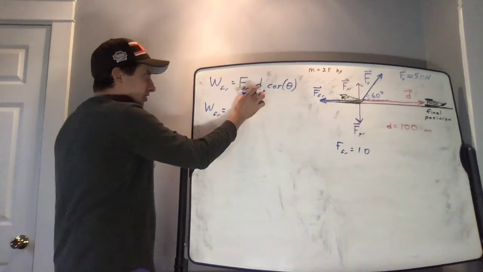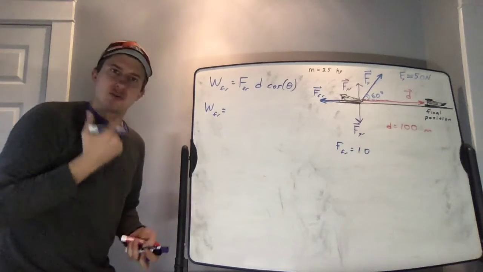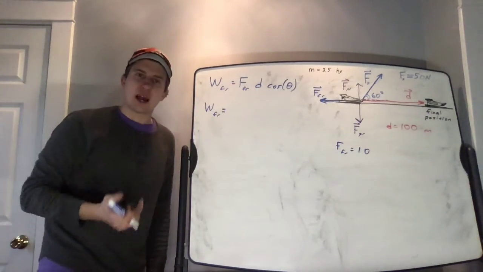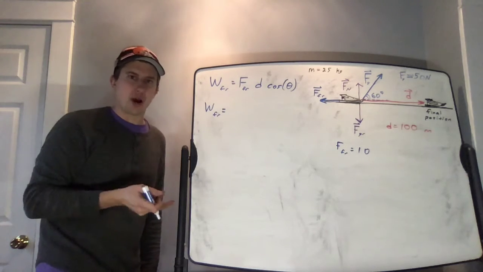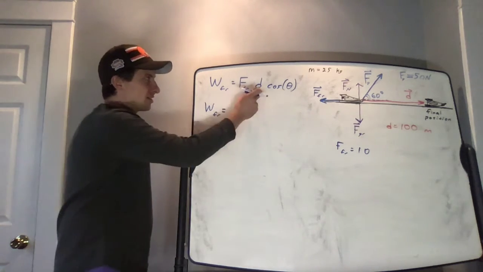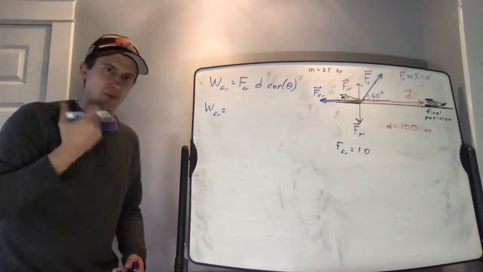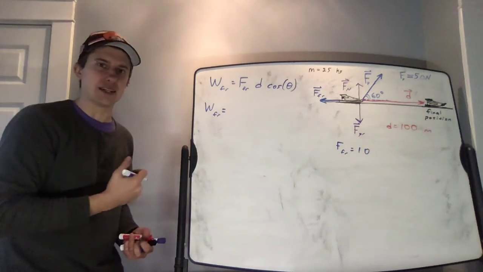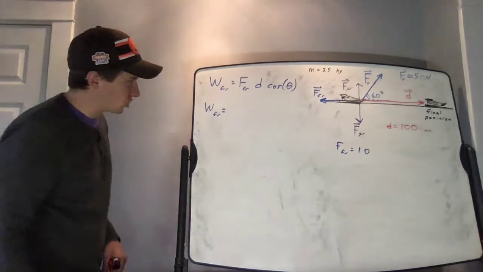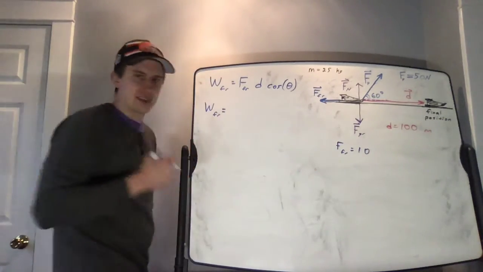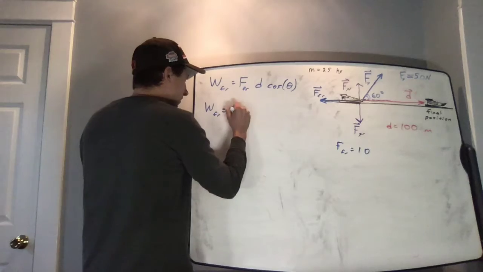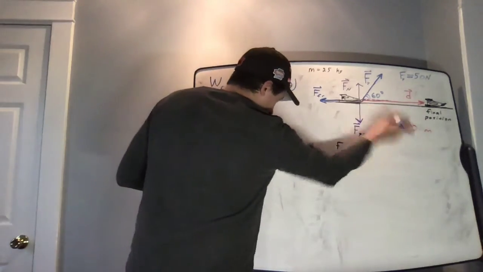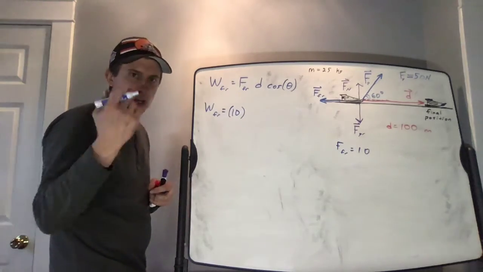When I am plugging F and D into the equation for work, the force and the displacement are just the magnitude of these quantities. I assume these quantities are inherently positive and I want the magnitude of these vectors. I do not account for any negative sign yet. So the force of friction in total has a strength of 10 newtons, so I'll have 10 for my force of friction. The total displacement that the sled moves is 100 meters.